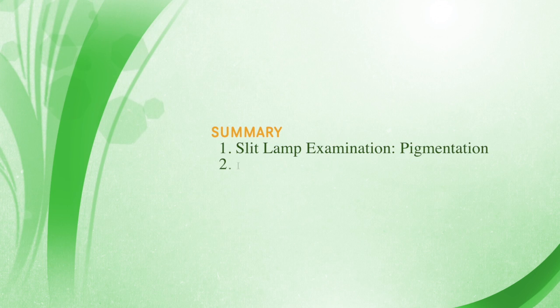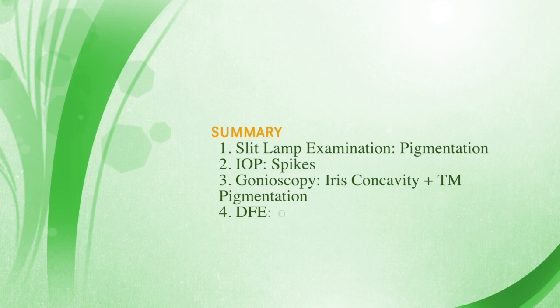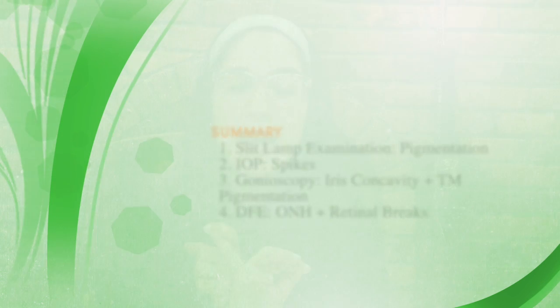So a quick review of pigmentary dispersion syndrome: you're looking at your slit lamp for transillumination defects, Krukenberg spindle, lens pigmentation. You're doing IOP measurement, monitoring for spikes. You're doing gonioscopy, looking for a concave approach and a densely pigmented trabecular meshwork, sometimes with a Sampolesi's line. And in your dilation, you're looking at the nerve itself for glaucomatous changes, as well as retinal breaks and lattice degeneration.